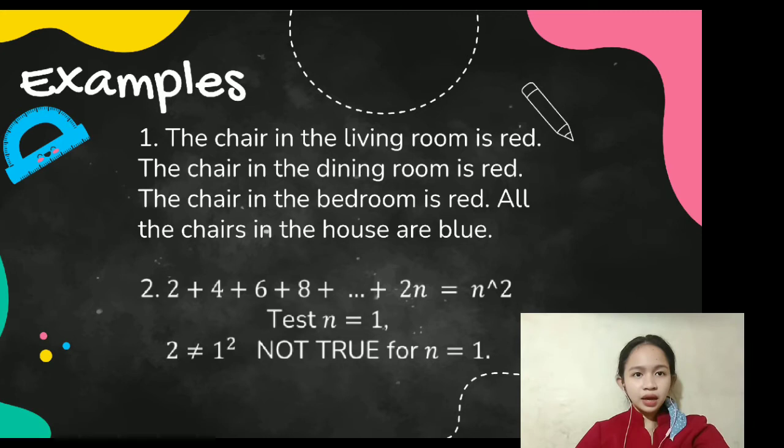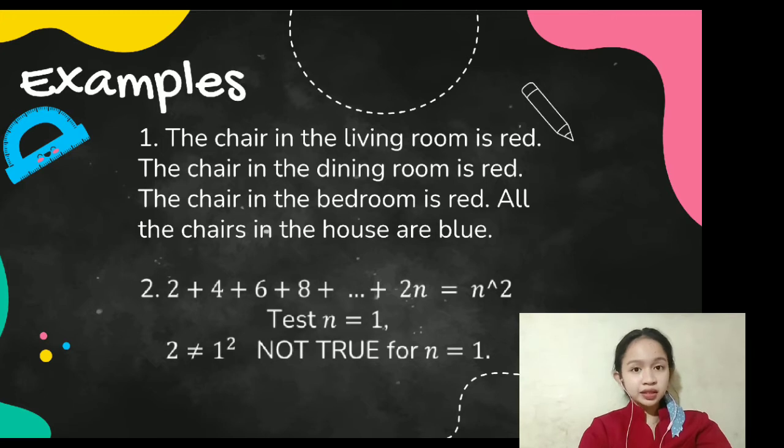The chair in the dining room is red. The chair in the bedroom is also red. And the conclusion, the chairs in the house are blue. So, the statement is untruthful. There are red chairs already in the living room, the same as the bedroom, so it does not make sense to say that all chairs inside the house are blue. That makes the statement itself incorrect.